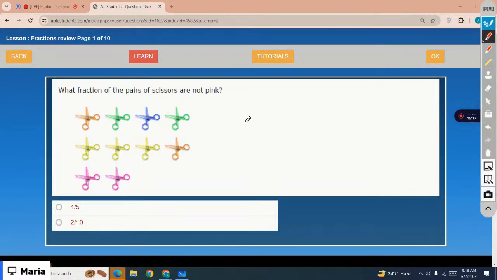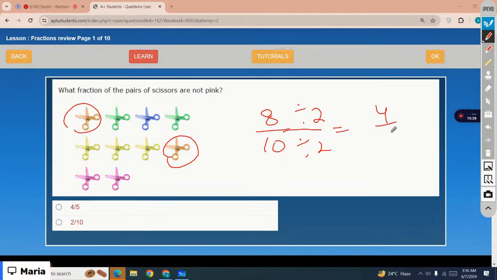2 of them are pink. This is pink and this is pink. Rest of all are not pink. So that would be 8 out of 10. You can divide them by the common number, that is 2. 2 times 4 is 8. 2 times 5 is 10. The correct option is 4 by 5, isn't it?